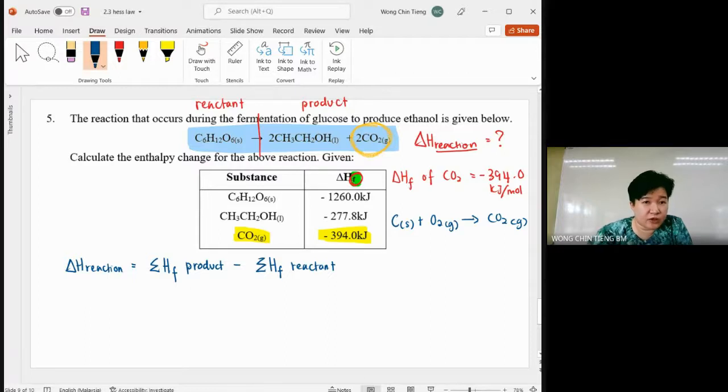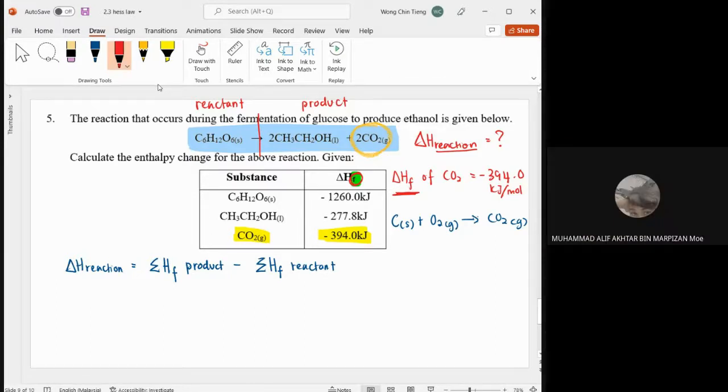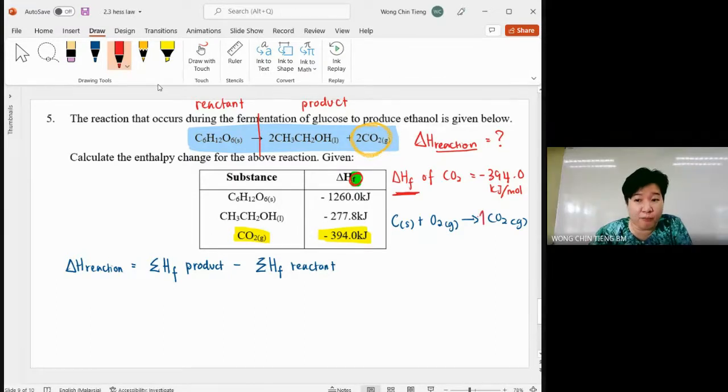Betul? Soalan saya. Enthalpy of formation, ladies and gentlemen, 1 mole. Siapa pegang? Product or reactant? Compound. Product. Compound that is being formed. Betul? So, betul tak Miss Wong cakap 1 mole CO2 akan hasilkan negative 394 kilojoule. Setuju?